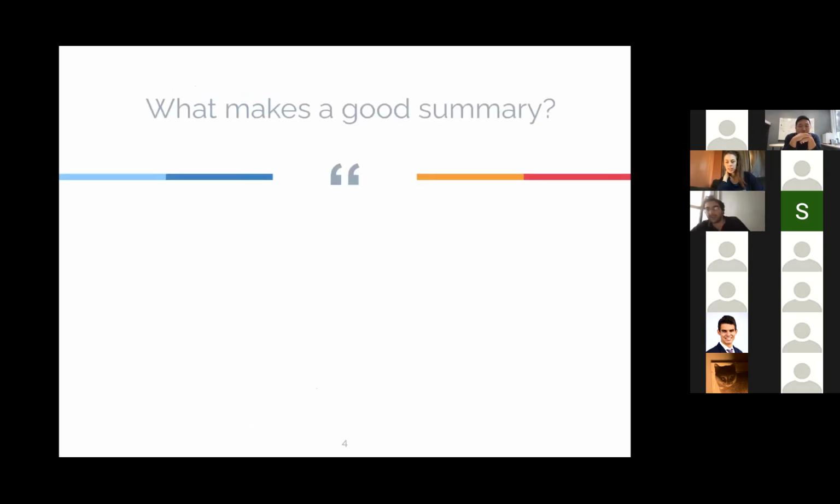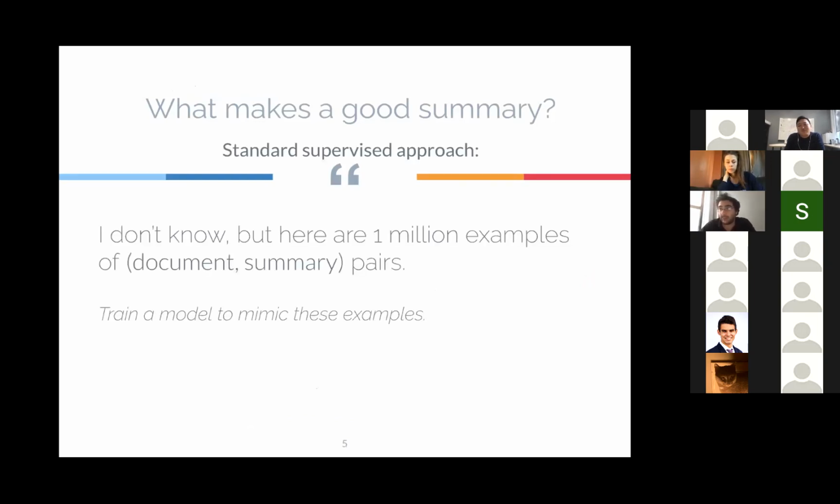Okay, so first I'll start by asking you a question about what makes a good summary. And the standard answer in NLP is, well, summarization is a hard topic, and I don't know what's a good summary, but I can give you a million examples of article summary pairs. Like here's a CNN article, here's its summary, and then from that maybe you can train a model and it'll learn to mimic this data set, and that way we'll find out what summarization is, without really defining it.